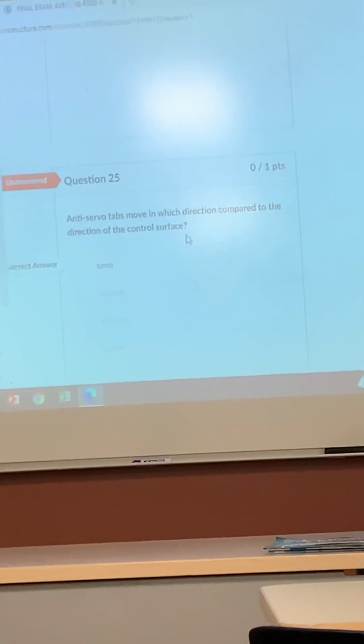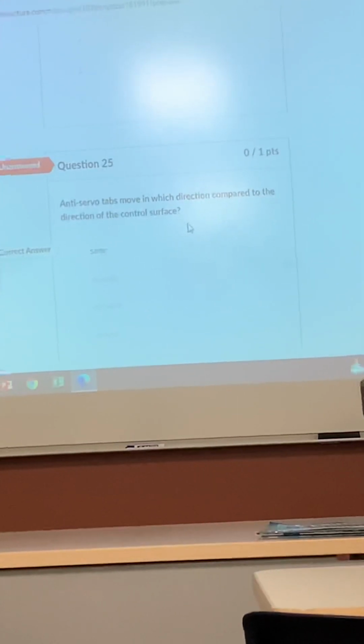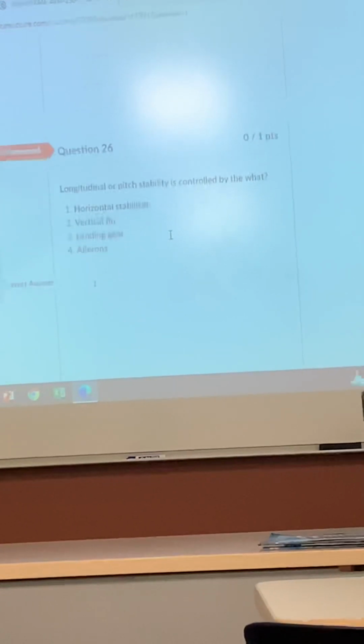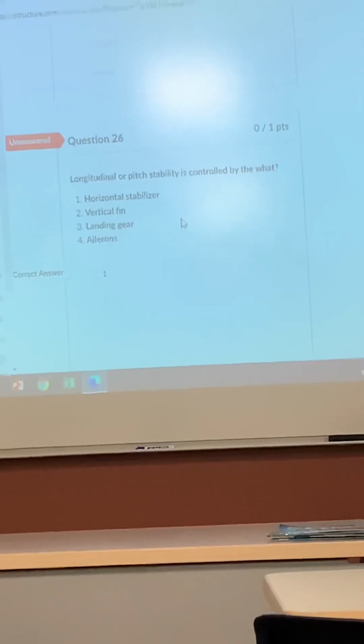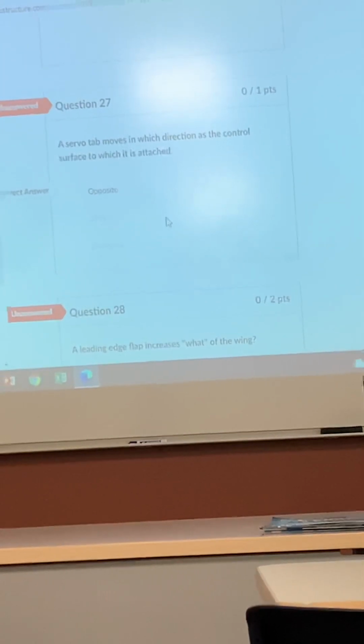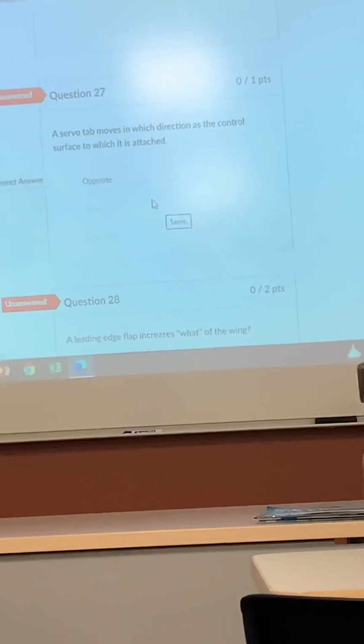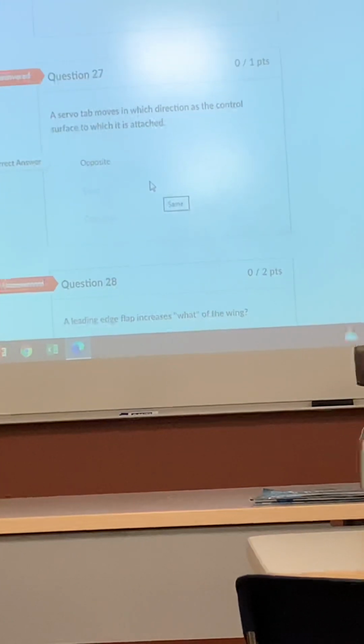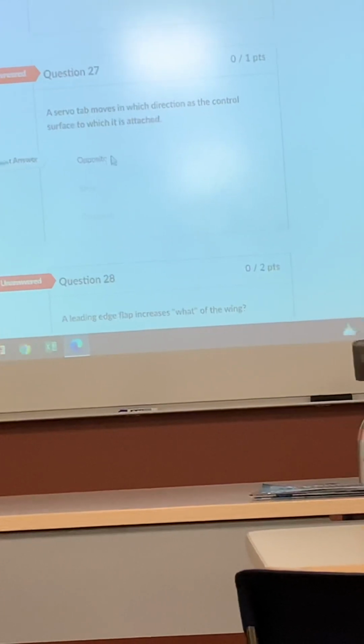Anti-servo tabs move in which direction compared to the direction of the control surface? Same. Longitudinal or pitch stability is controlled by what? A horizontal stabilizer. A servo tab moves in which direction as the control surface to which it is attached? Opposite.